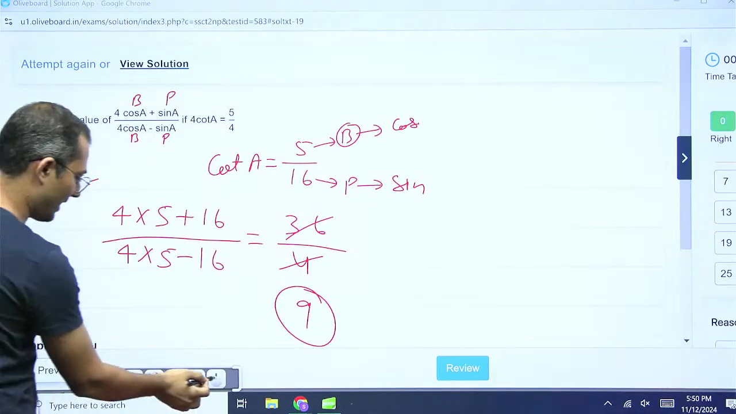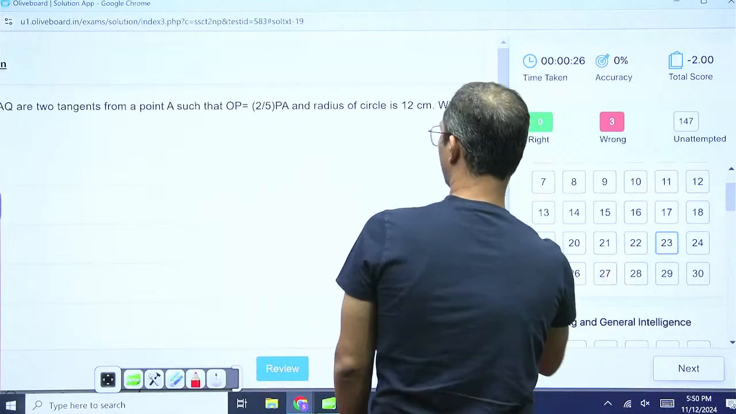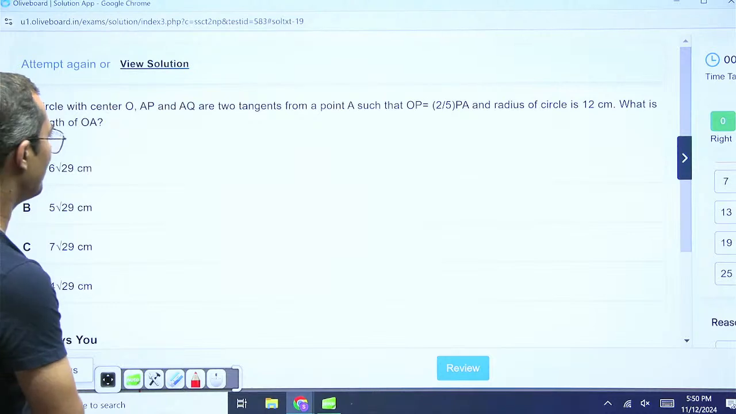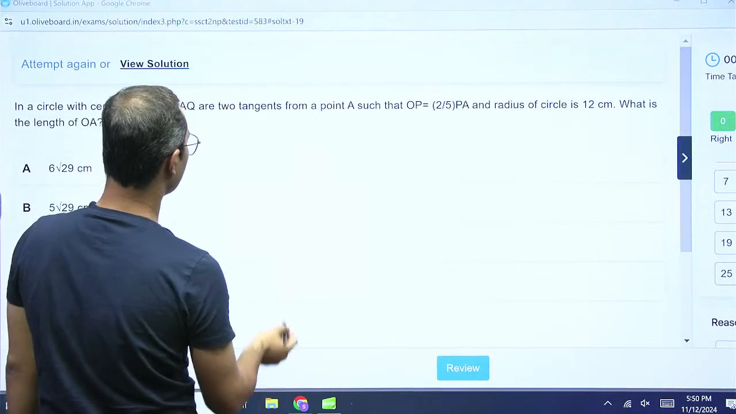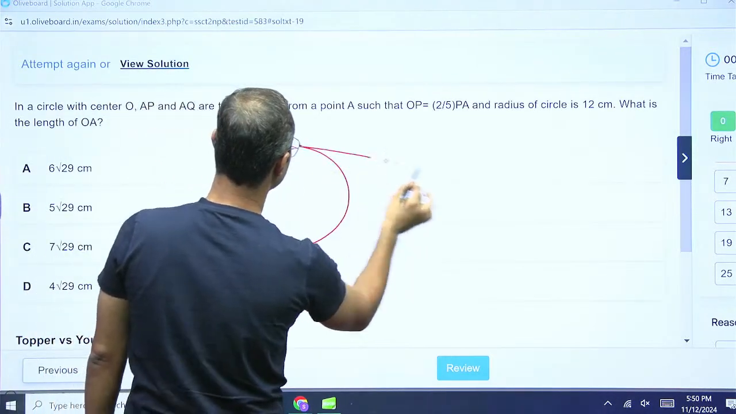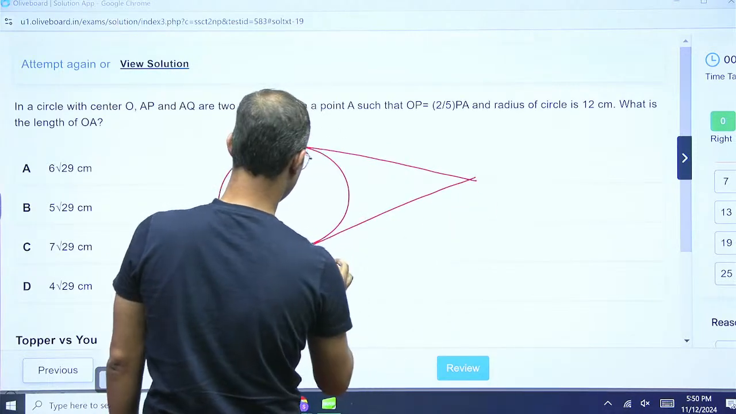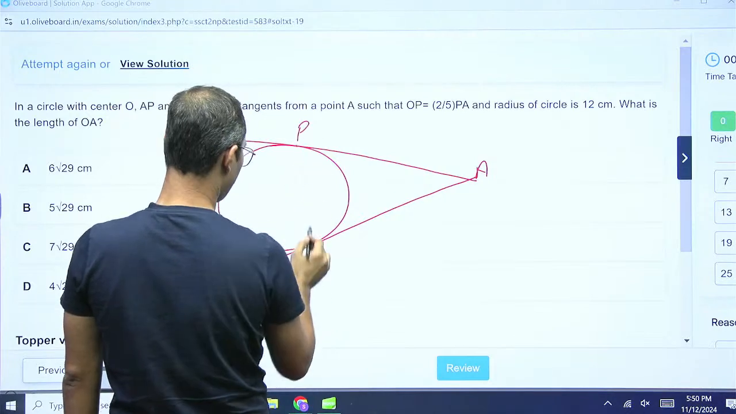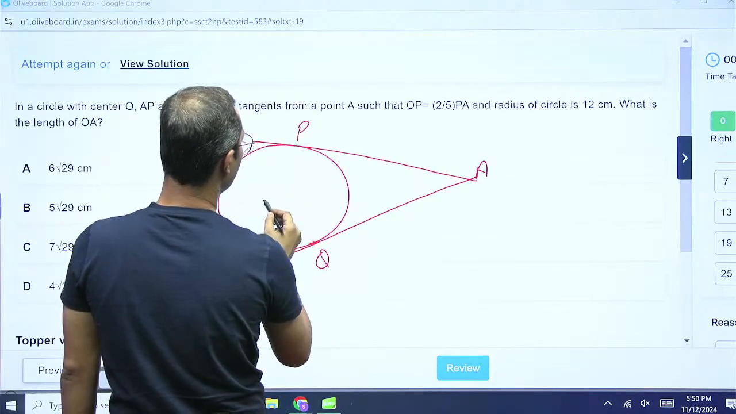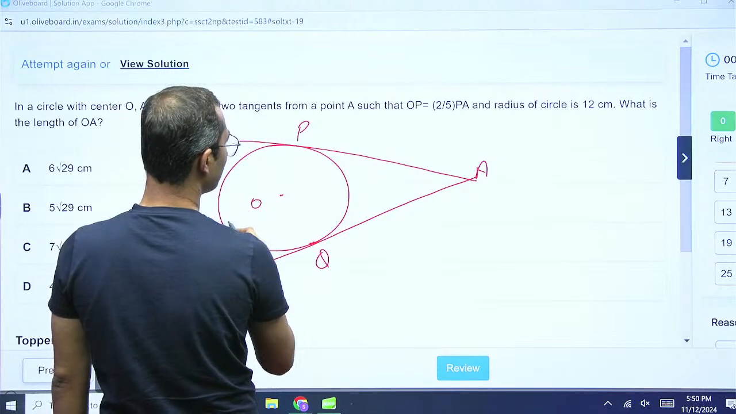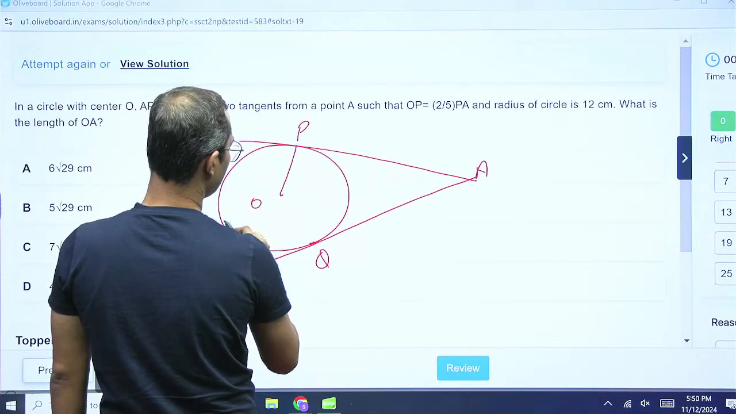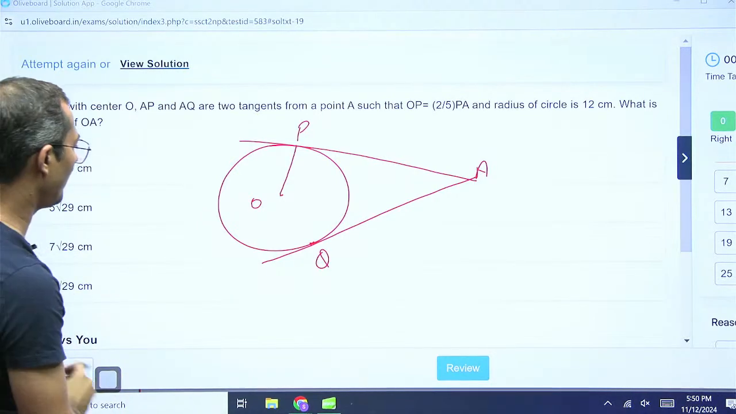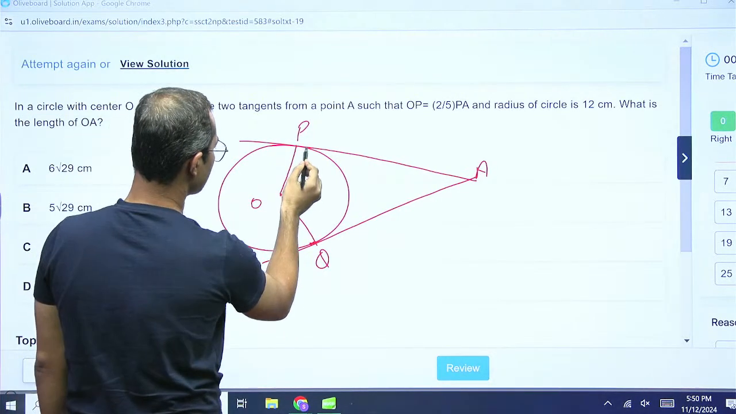So moving to next, again a very easy question. Question number 23. In a circle with center O, AP and AQ are the tangents. So this is the circle, A is the point, AP and AQ are the tangents, and O is the center, right? So OP, what is the OA, right? So this is 90 degree.